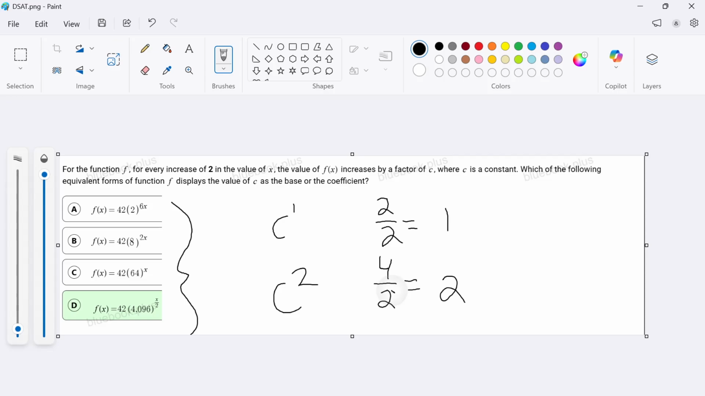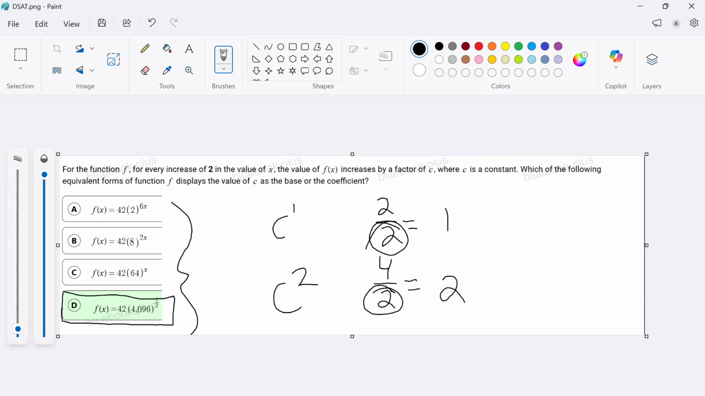C to the second power, it's increasing by a factor of c again. So for every 2 increase in x, it increases by another factor. And that means I have to have 2 in the denominator of the exponent. And only D has 2 in the denominator of the exponent.